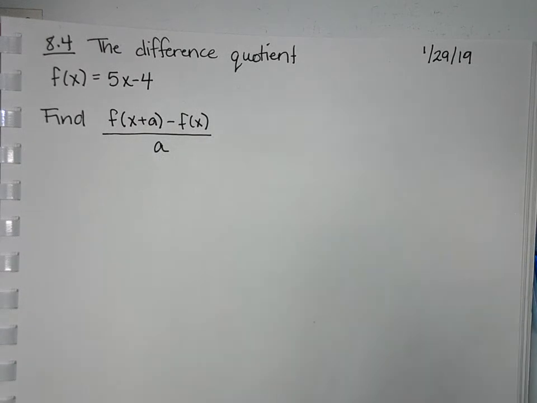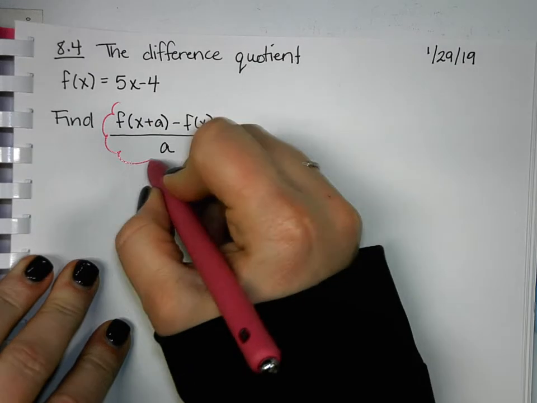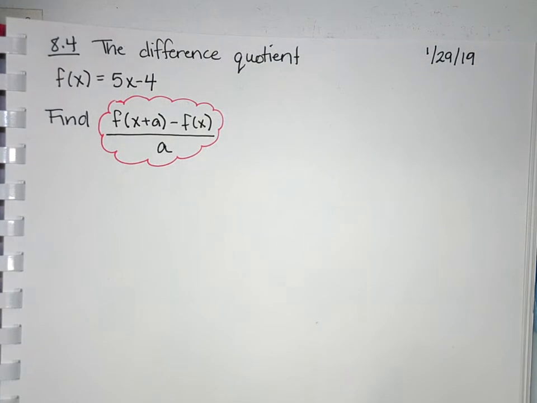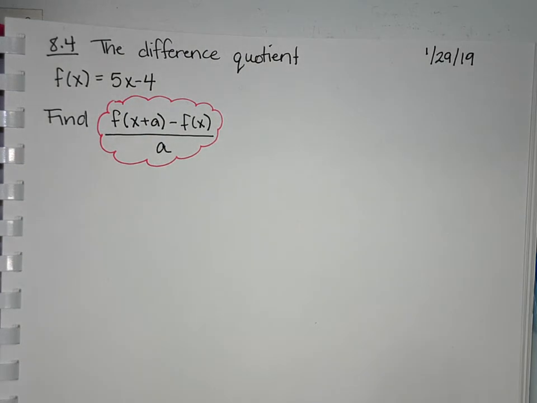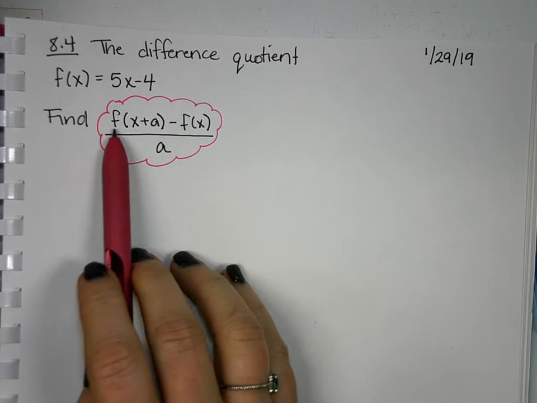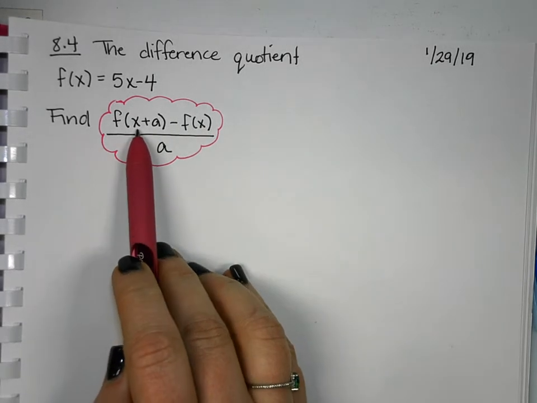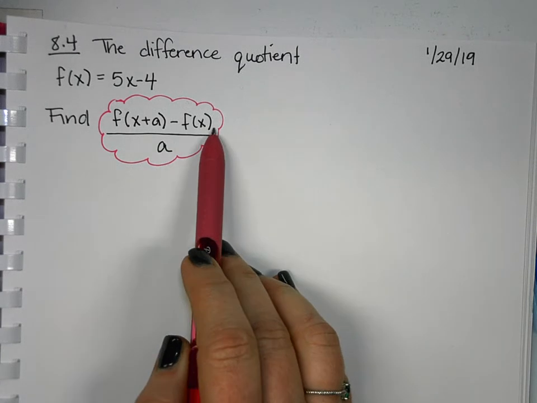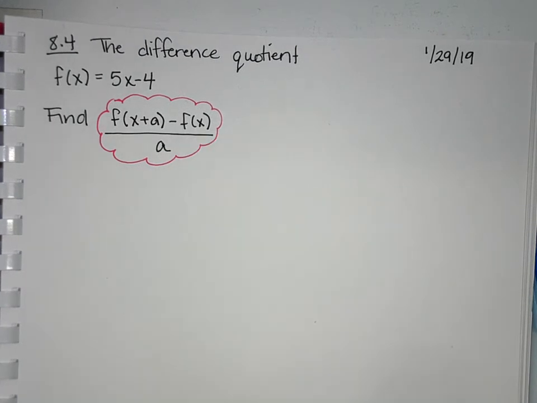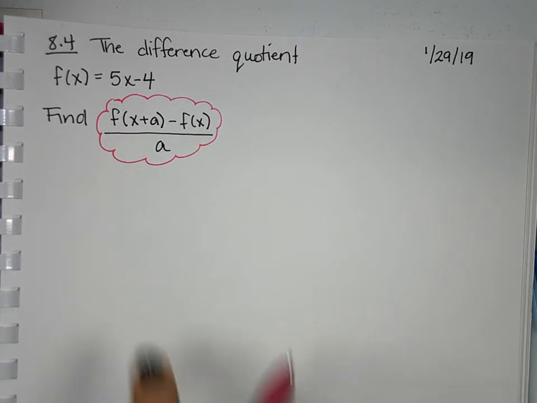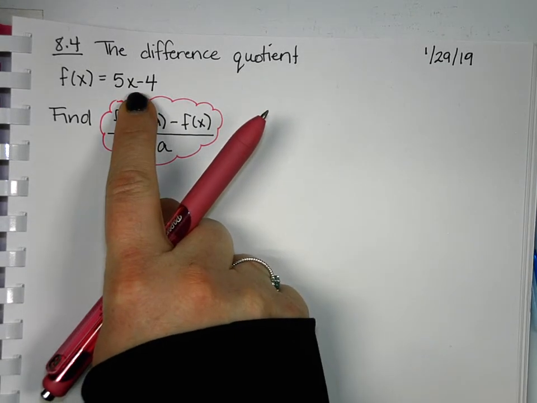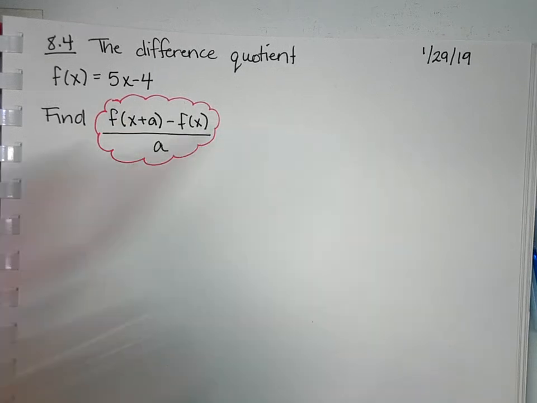So the difference quotient is this big equation. That is your difference quotient. So it's your function when you evaluate it with x plus a in the equation minus your equation that you started with, all divided by the constant a. So what we're going to do is we're going to do two examples here. The first one, we're going to use this function, and we're going to simplify it using the difference quotient.